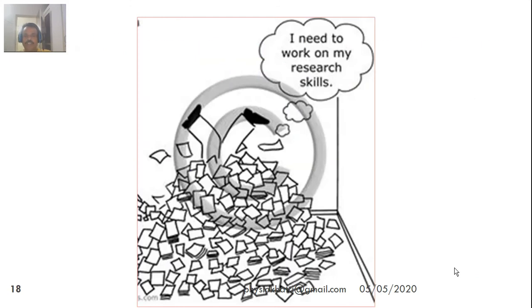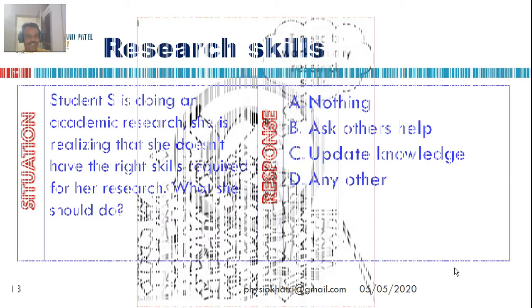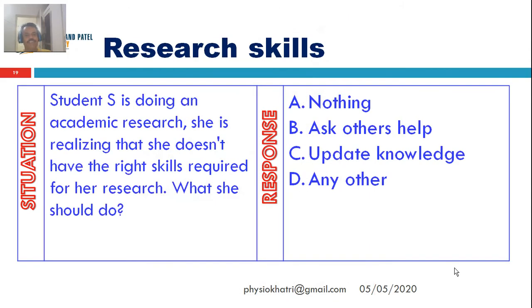Okay, I need to work on my research skills. That means we are going to talk about a situation related to research skills. Now student S is doing an academic research. She's realizing that she doesn't have the right skills required for her research. Now what should she do? Option A is do nothing. Option B is ask others to help. Option C is update the knowledge, and option D is any other.